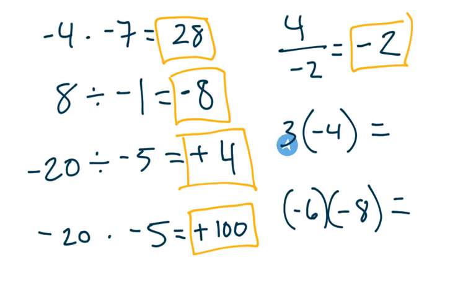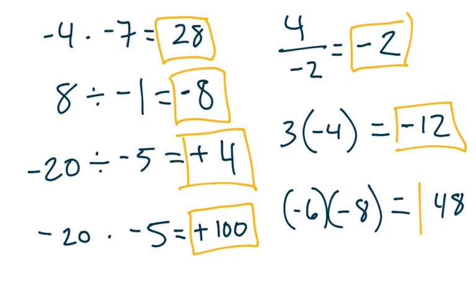And next I have 3 times negative 4. So a positive times a negative is a negative. And then 3 times 4 is 12. And lastly, I have a negative 6 times negative 8. A negative times a negative is a positive. And 6 times 8 is 48. So normally what I would do is I could leave that positive sign, or I might erase it and just put 48.